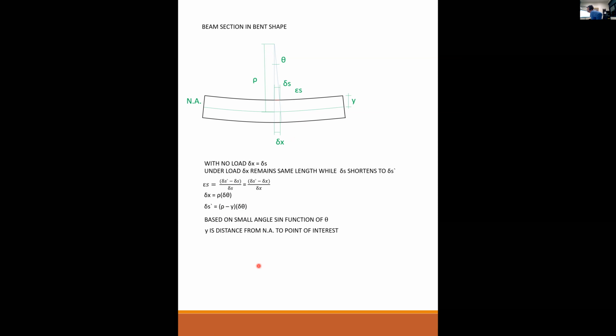That's based on the small angle sine function of theta, and y is the distance from the neutral axis to the point of interest, which we're taking to be the top of the beam at this point. So what I've done here is substitute for delta S prime, rho minus y times delta theta, and for delta X, rho times delta theta. So my strain at the top of the beam is rho minus y delta theta minus rho delta theta over rho delta theta, which simplifies to minus y over rho. Everything else drops out. So what this is saying is that the strain at the top of the beam is proportional to the distance y from the neutral axis to the top of the beam, divided by rho, which is a measure of the curvature.